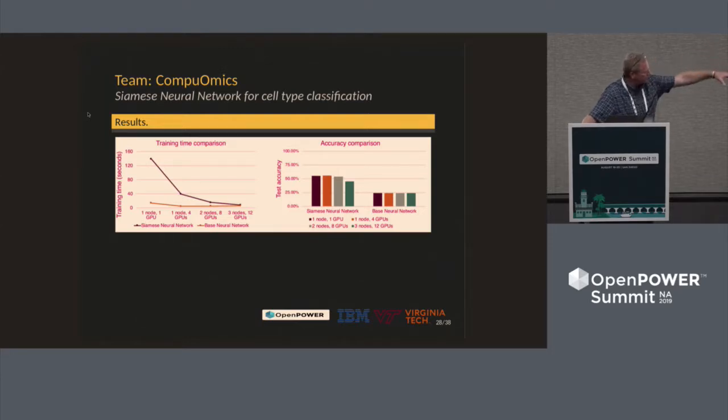And then these curves here are really training time as they scale to multiple nodes and GPUs. As you would hope, the training time goes down as you scale across more and more nodes and GPUs. It's not linear, and I think they got what they hoped for.